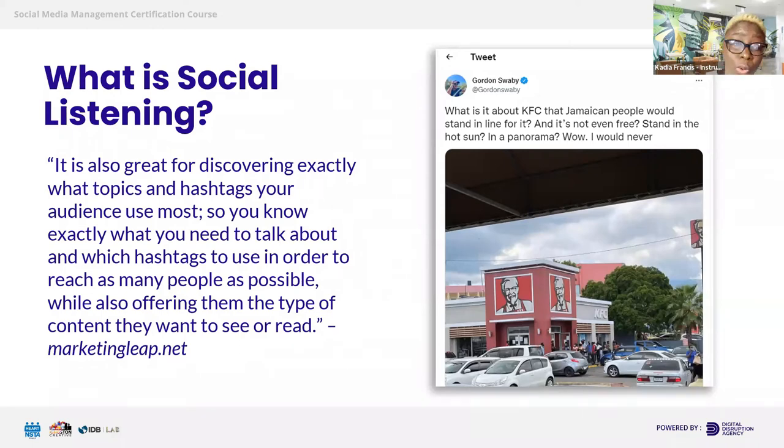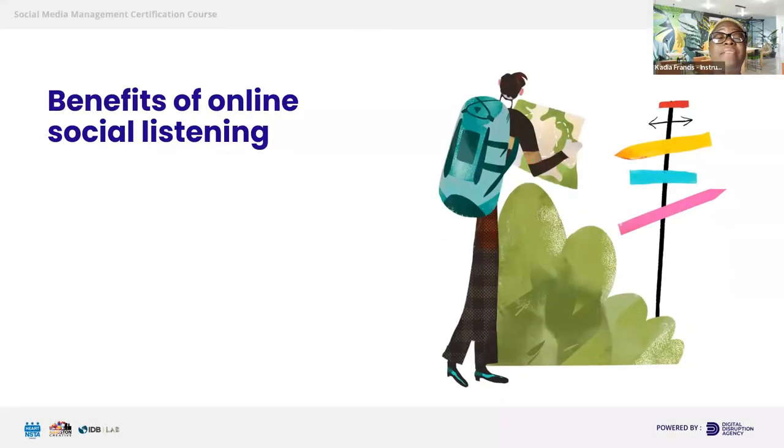So you know exactly what you need to talk about and which hashtags to use in order to reach as many people as possible, while also offering them the type of content they want to see or read, right? So, benefits of online social listening, and the reason why I had KFC there is, again, guys, because of how KFC structured their messaging around Jamaicans.